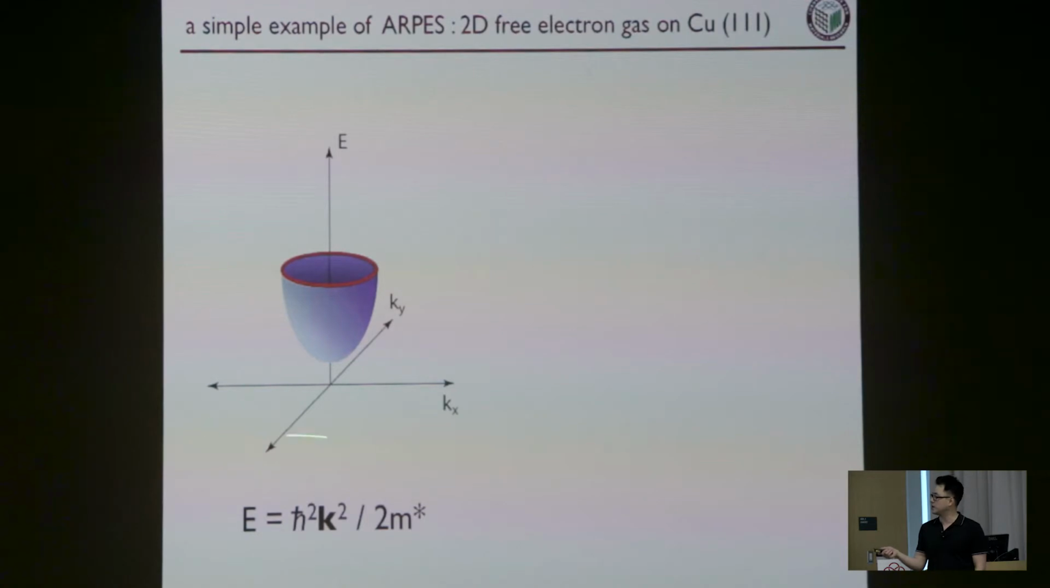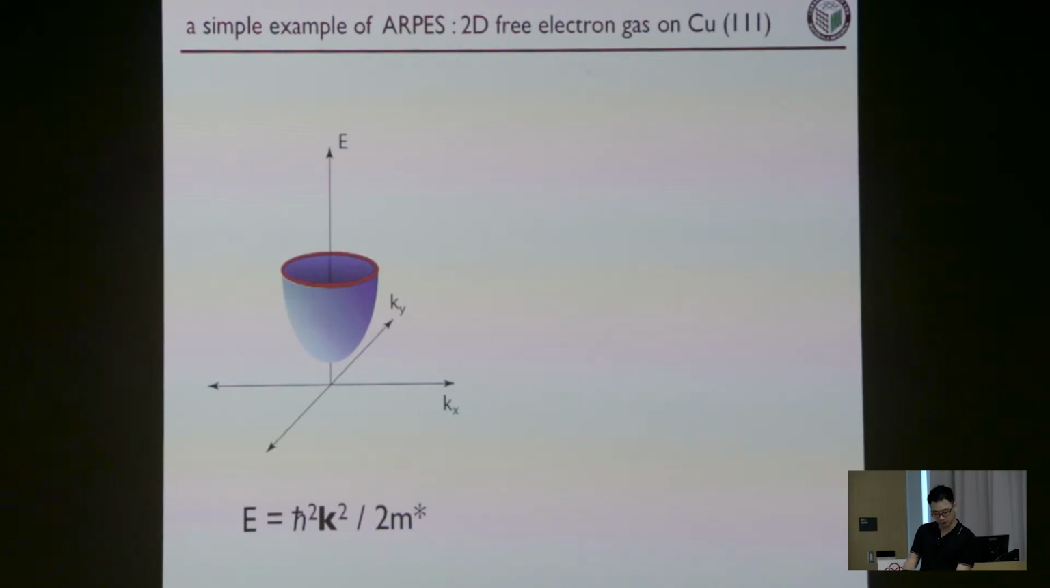So we're only going to be plotting them in momentum kx and ky. Like I said, kz is not a good quantum number because they're trapped, they're just living on the surface. And this is the energy here. Then you'd expect some kind of paraboloid, right? If it's just a free electron gas, we're not going to worry about any interactions with the lattice.